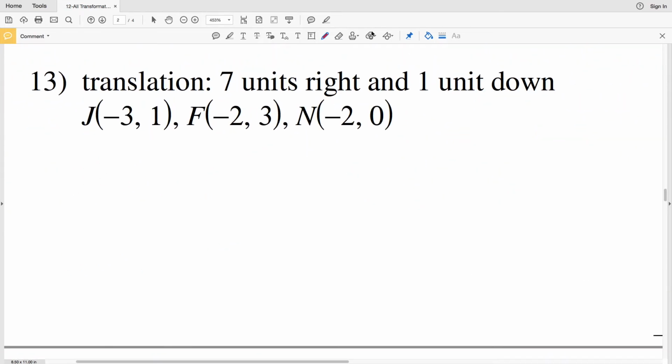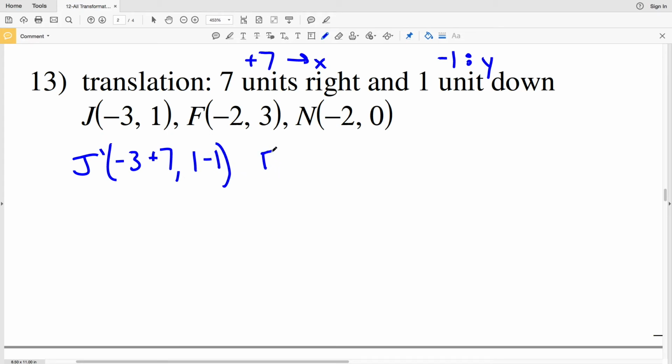In number 13, this is a translation. So we're going 7 units to the right, so that's plus 7 in the x direction, and we're going 1 unit down, so that's minus 1 in the y direction. So for j prime, we'll take negative 3, add 7 to that coordinate, and we'll take 1 and subtract 1. For f prime, negative 2, we will add 7, and for 3, we will subtract 1. So that's to the right and 1 down.